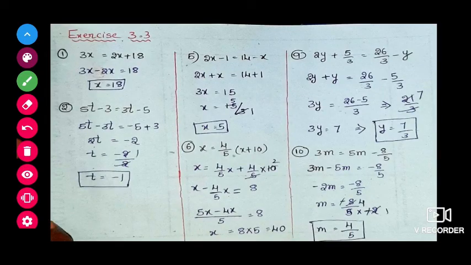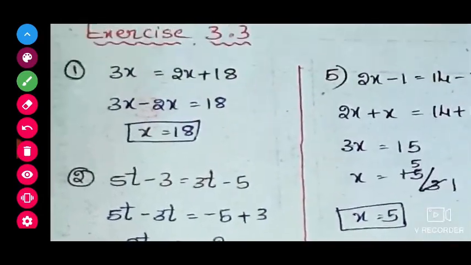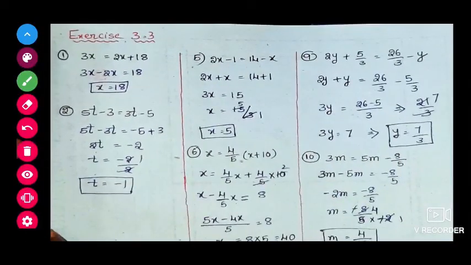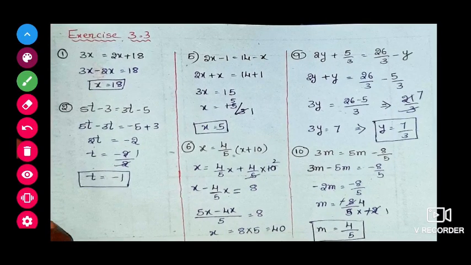The first question is, here 3x is equal to 2x plus 18. Here if you observe, we are having 3x on this side of the equal and on that side 2x, means both the sides have a variable, and constant 18. Now what I told you, bring all the variables to one side and constants to one side. Both the sides constants are not there, so no need to be worried. Only we are having the variable on both the sides.